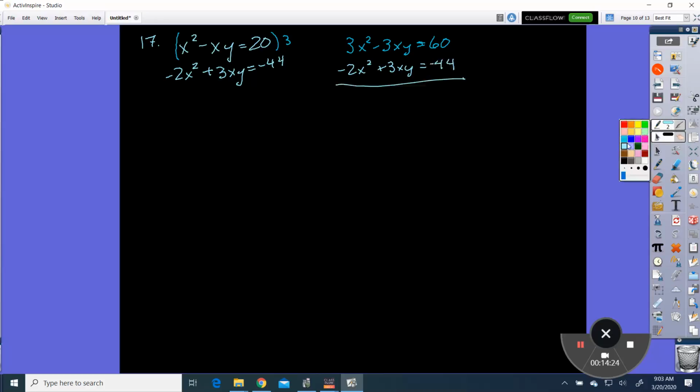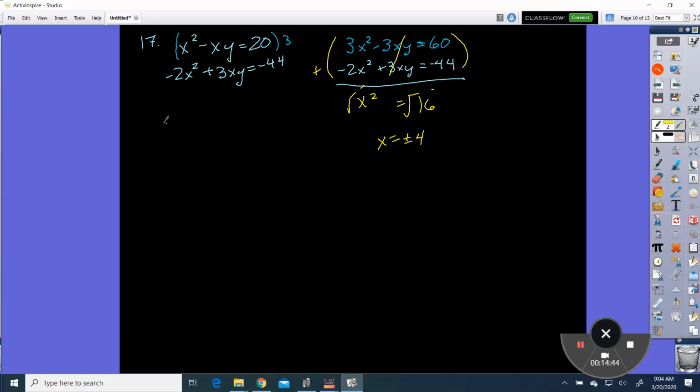So now when I add these two equations together, we combine them. 3 minus 2 is 1. My xy's go away. 60 minus 44 is 16. Take the square root of each side. x equals plus or minus 4. So I now know what x equals. So I'm going to pick one of these.